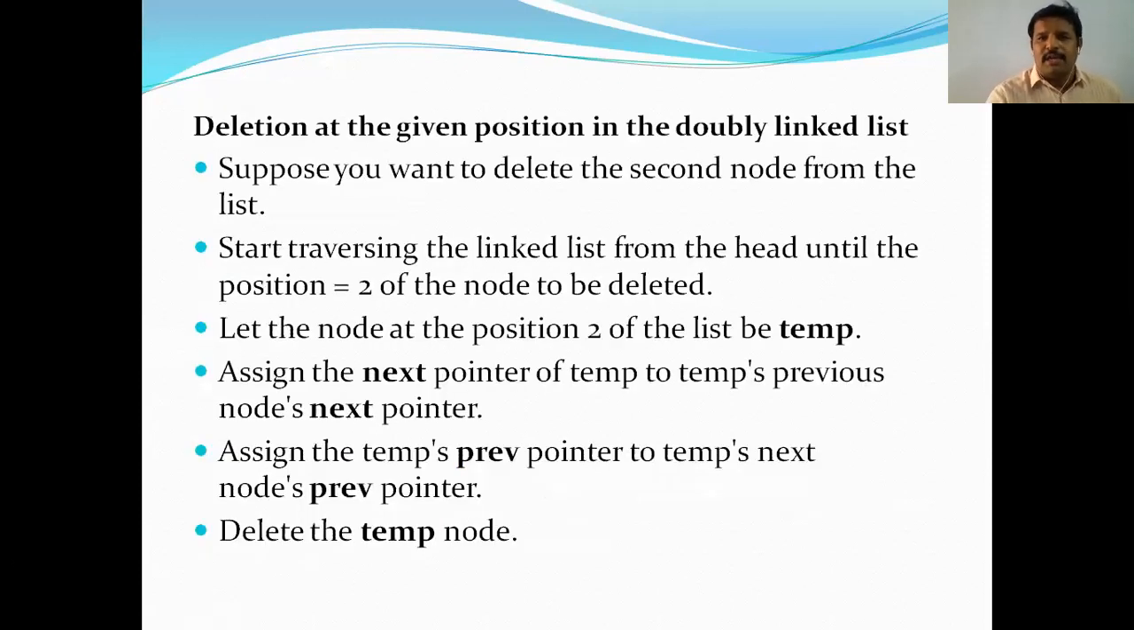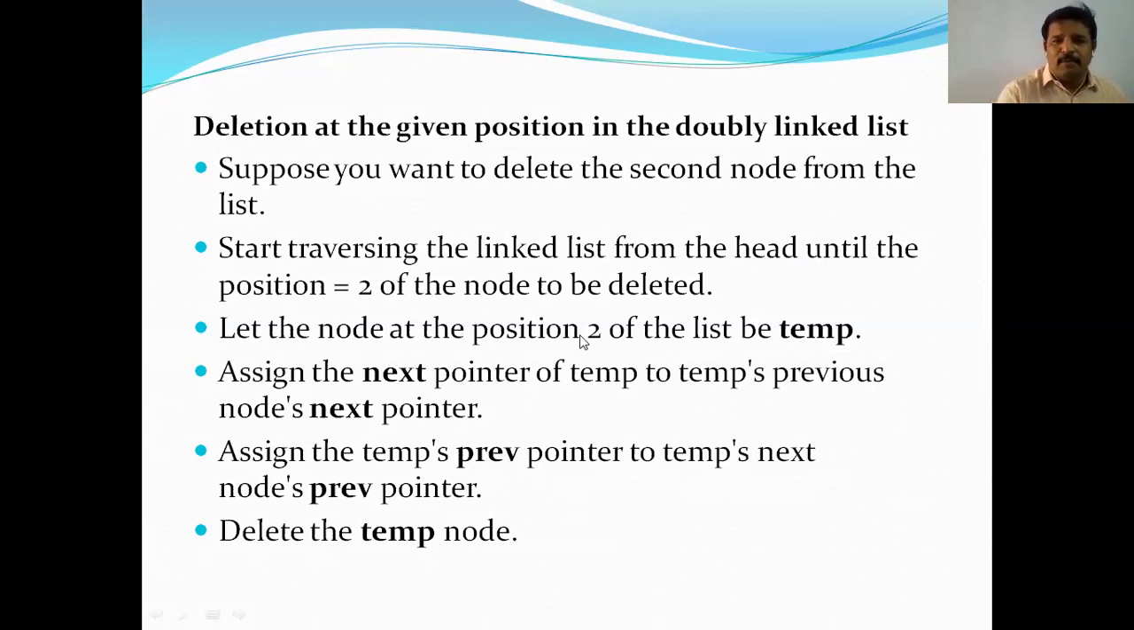Okay. Then we can go on to discuss deleting the node at a given position in the doubly linked list. Right. Suppose you want to delete the second node from the list. So this is the procedure. Start traversing the linked list from the head until position 2, the node to be deleted. That means we start with the first node and traverse from the head until we reach position 2, the node to be deleted.